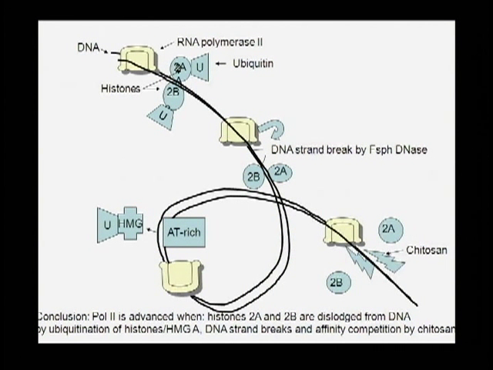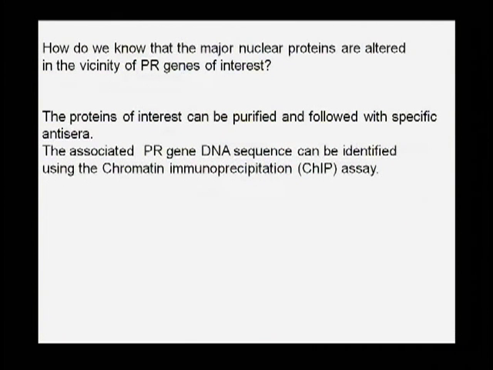How do we know that the major nuclear proteins are altered in the vicinity of the PR genes of interest? Well, you can purify these proteins, but you have to have the antisera first. The associated DNA sequence next to the protein can be identified by an assay called chromatin immunoprecipitation. This is what the data looks like on that.